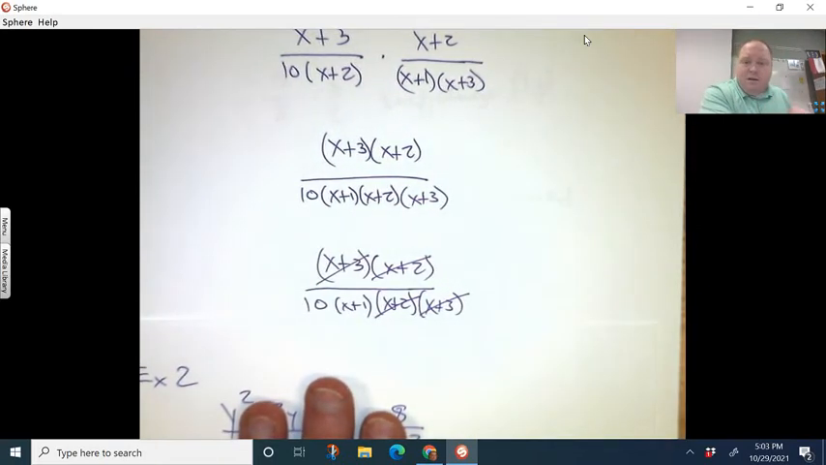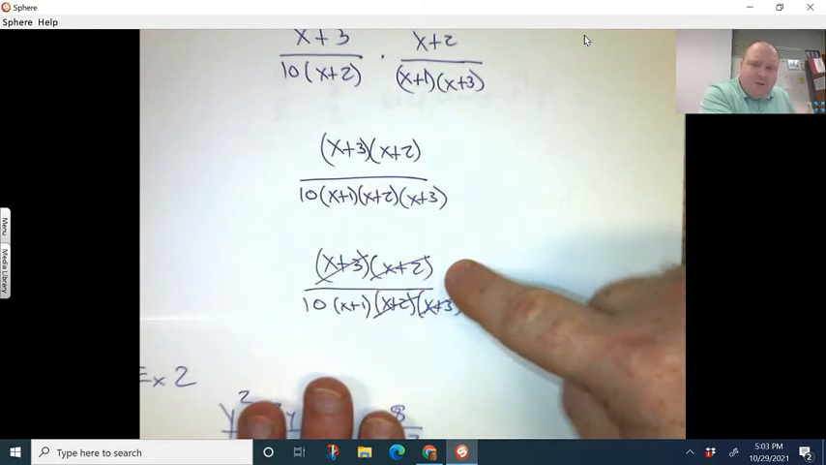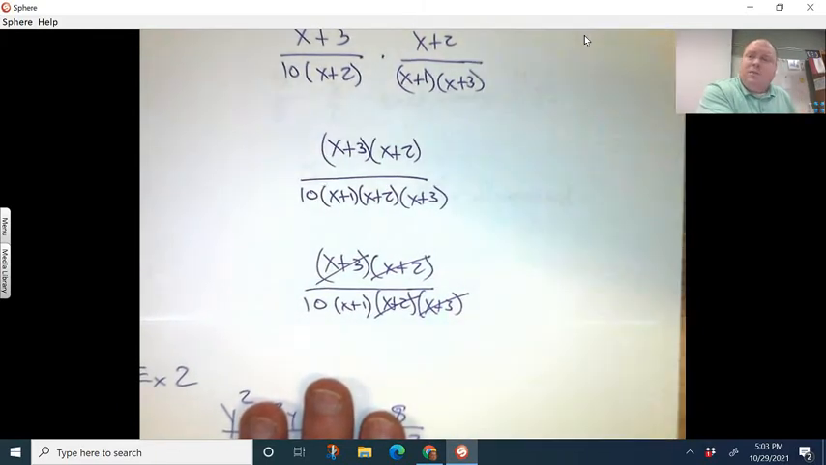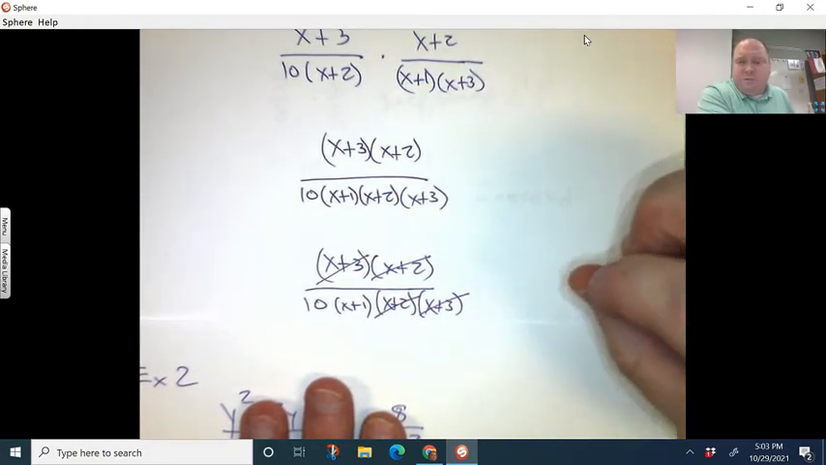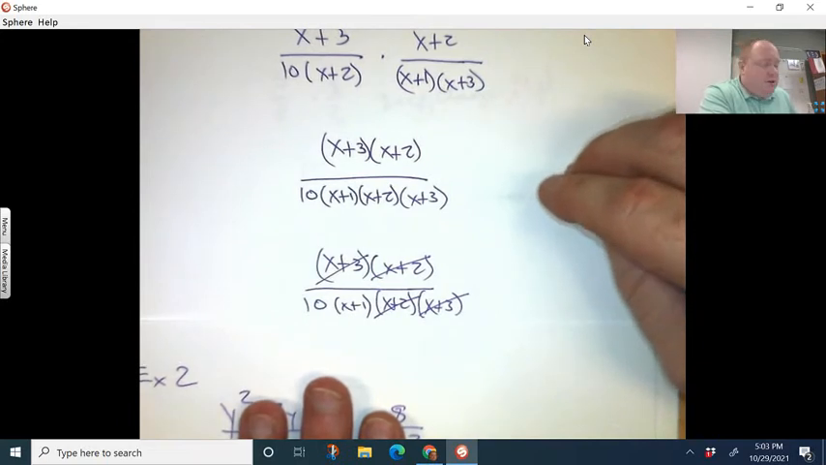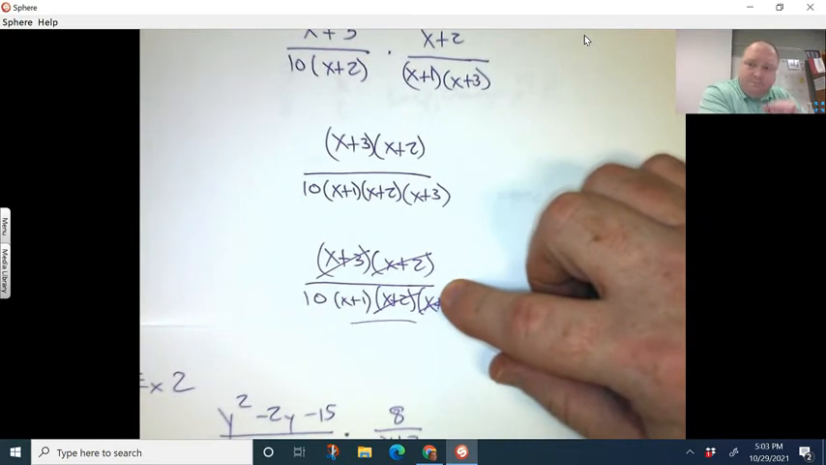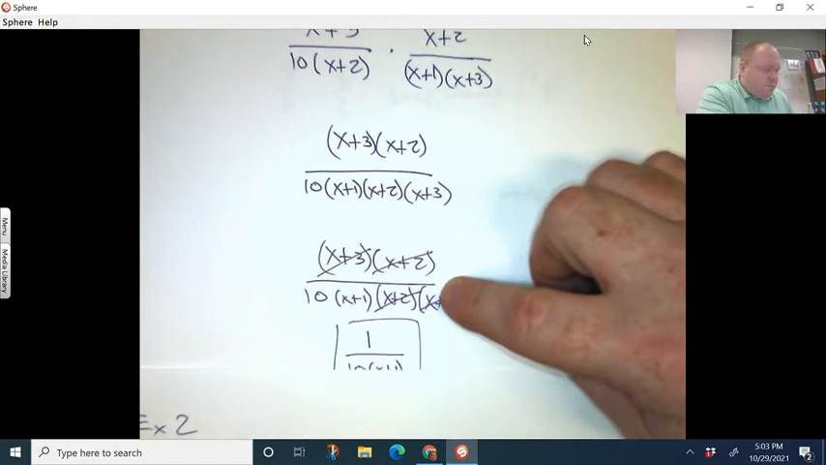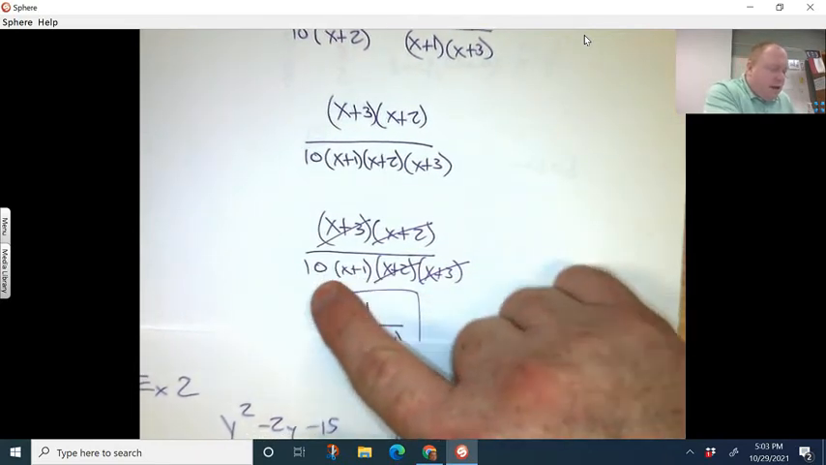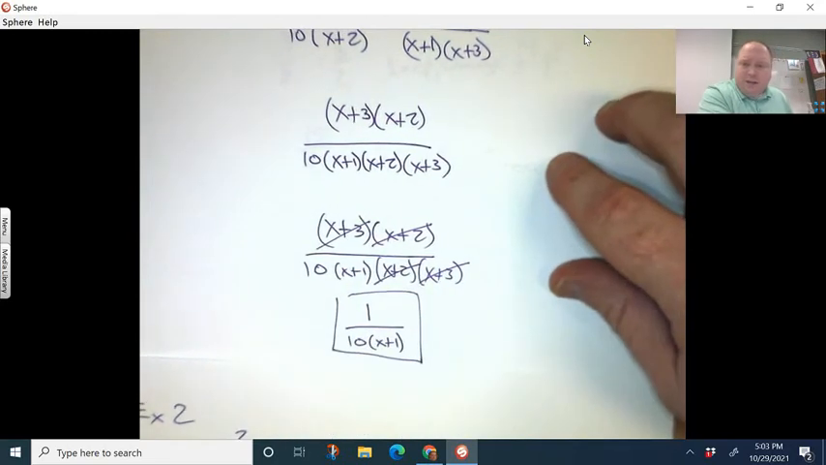But when I've done that, I just canceled everything up top. You have to remember, you can't leave the top empty. There has to be something in the numerator. So what happens when you divide something by itself? You get 1. So I'm going to put a 1 up top. And the denominator is just what's left over.